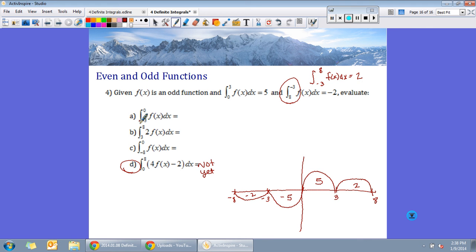Now it's very easy to solve the three problems we have. -3 to 0 is -5. Part B, we have 2 times 2, which is 4. And for part C, we have -2 plus -5 equaling -7.